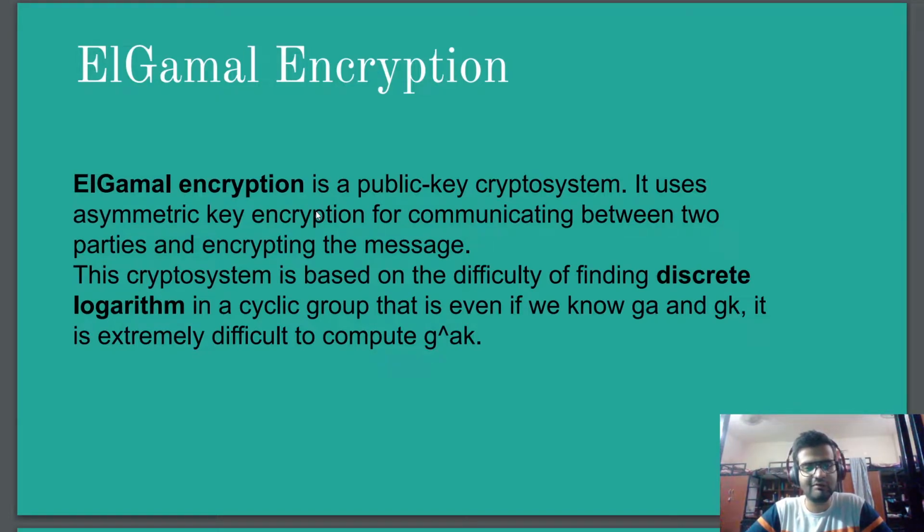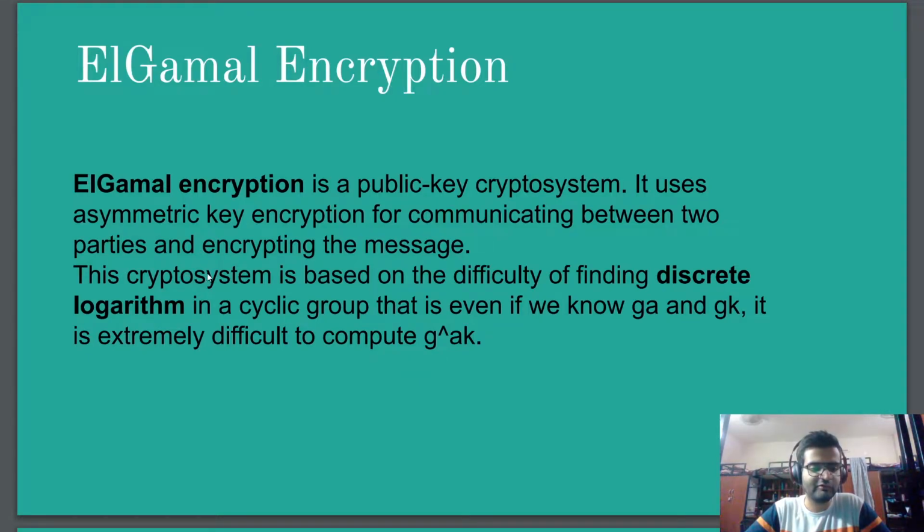In asymmetric key encryption, we have two keys. One is for encryption, and the message is sent to the second party. And at that point, the party uses another key to decrypt the message. So that is the scenario which we use for communicating between the two parties involved and also encrypting the message.